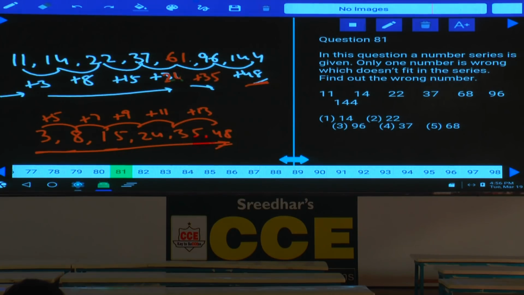Are you following this one or not? Hence what is the wrong number here? 68 is the wrong number, and the correct number is 61, and it is given in choice 5. Now the differences between these differences are odd numbers, starting with 5: plus 5, plus 7, plus 9, plus 11, plus 13, and so on. Now this is about question number 81.